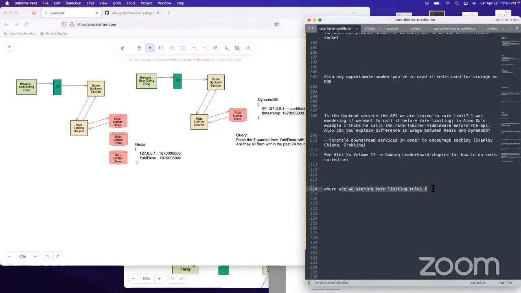Where are we storing rate limiting rules? Yeah, nice. So you either have a flat rate for everyone. You could have just a flat rate for everyone, like just everyone has a limit of 5. That's what we've been doing so far. But you could also do client-specific rules.